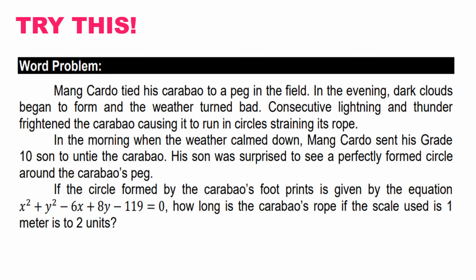If the circle formed by the carabao's footprints is given by the equation x squared plus y squared minus 6x plus 8y minus 119 equals 0, how long is the carabao's rope if the scale used is 1 meter to 2 units? To answer this problem, show the solution, screenshot or take a picture of your answer, and then send it to my Messenger, by personal message, not in the group chat.